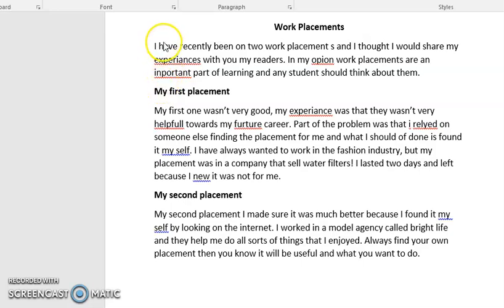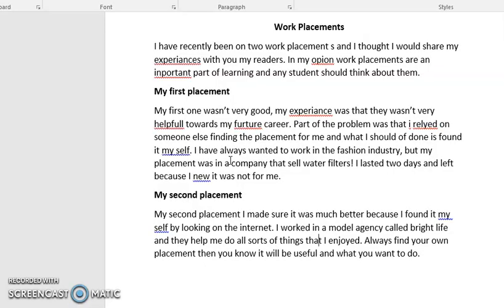To my mind, in terms of ideas and opinions being communicated clearly and effectively, reading through this, yeah, they've got across that key idea that work placements are important and that people should do them. And they've also communicated this idea that you should find your own work placement when you know it will be useful and what you want to be doing here.